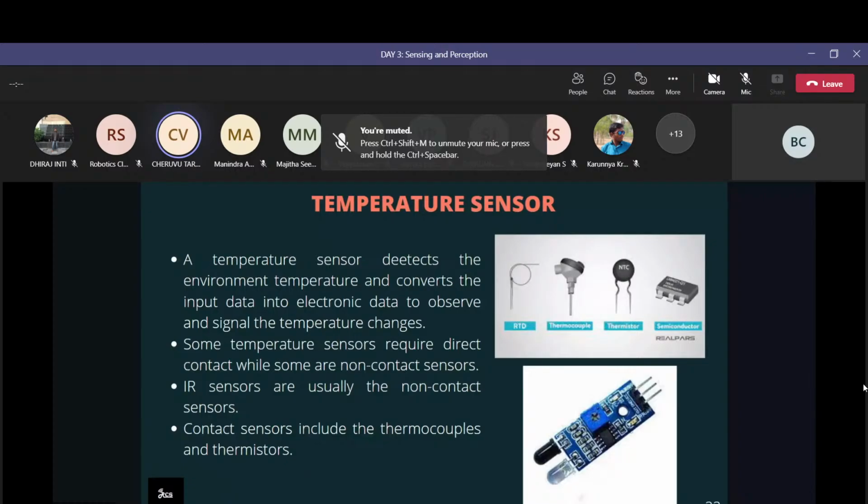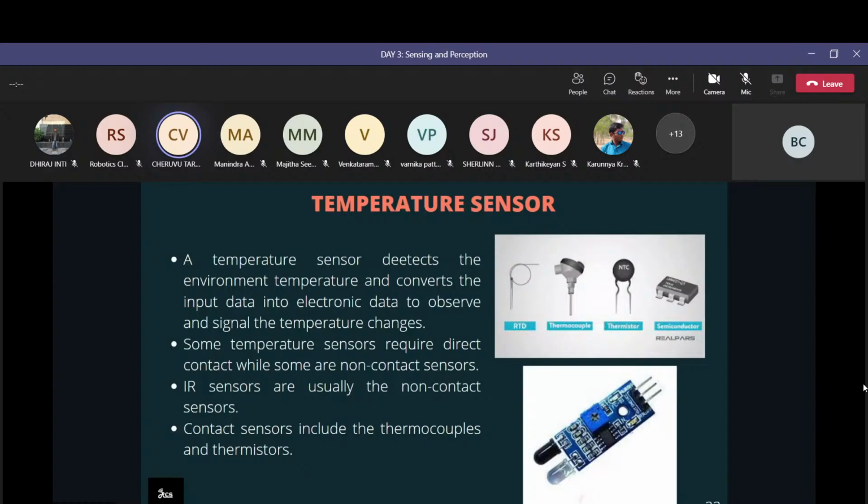When these millivolt signals are generated, you can relate the generated millivolt signal with the temperature change that you can observe in the environment. So in this way, the thermocouples will work. The basic working principle of thermocouples is that you have a couple, a joint, or you can say a junction.